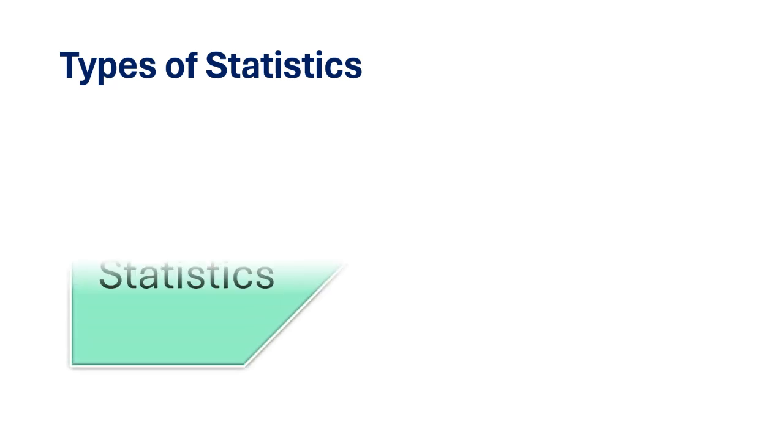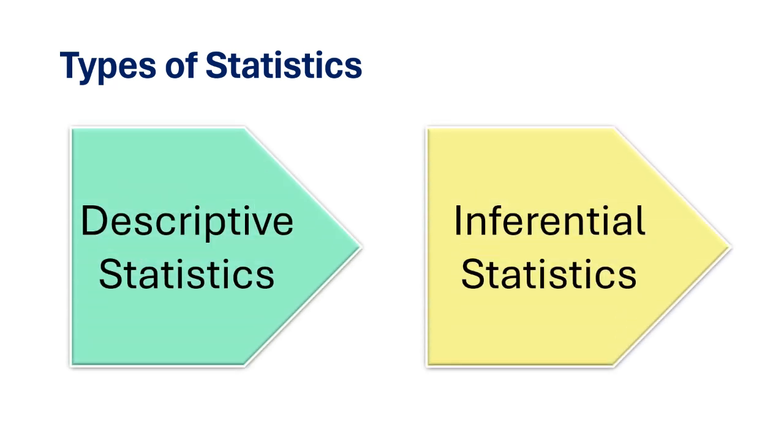There are two main types of statistics, descriptive and inferential. Let's take a closer look at each one.